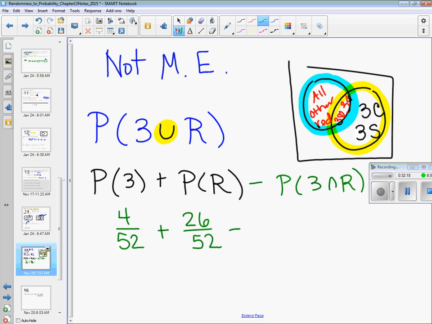And then what's the overlap? How many outcomes are in common? So 2 out of 52. And then we'll go ahead and add these up. What does that happen to be? I believe it's 28 out of 52. Okay? So 28 out of 52 of those cards are either a 3 or they are red. Do you agree with that? Okay. And you can reduce that, and that would be fine.